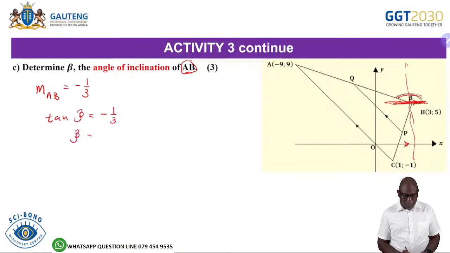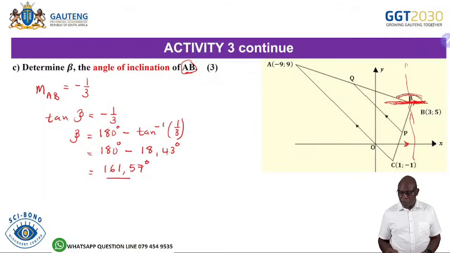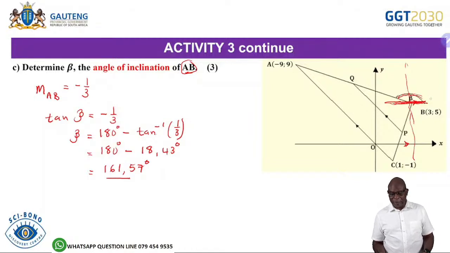So beta will be equal to 180 degrees minus arctan of 1 over 3. Can you see I did not write negative 1 over 3. I only wrote 1 over 3. So which means that there will be 180 degrees minus the angle that I'm going to get, which is 18.43, and that will be equal to 161.57. So that angle that is formed there will be 161.57.